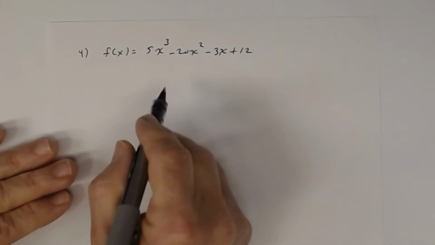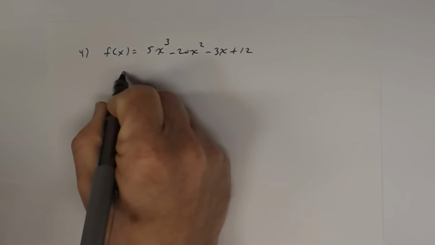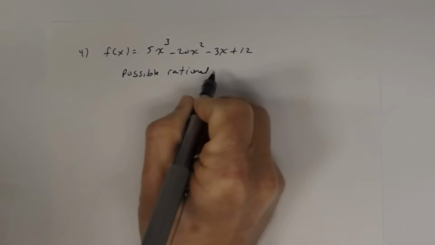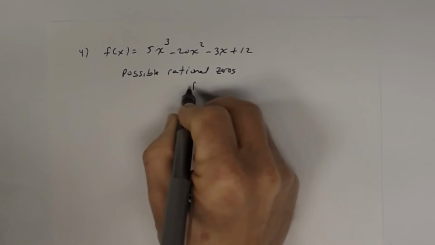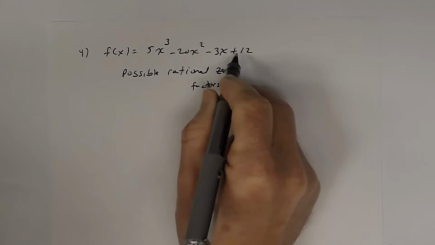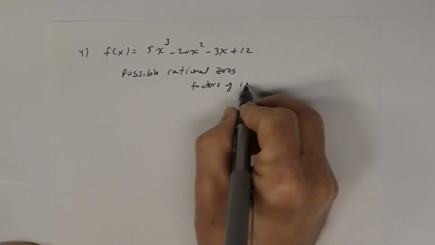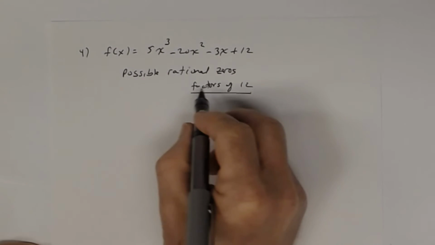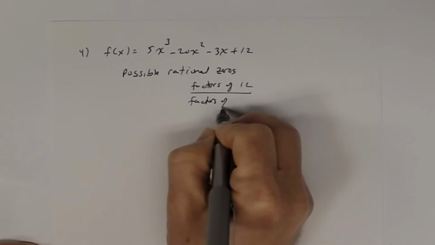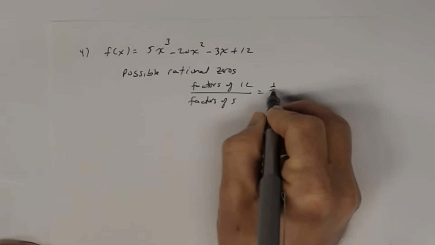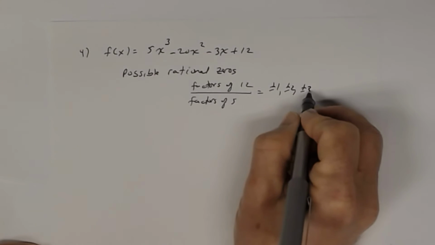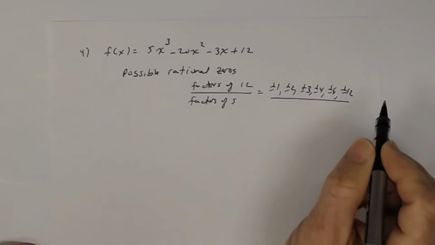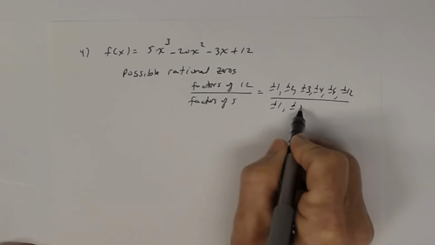Okay. So let's list the possible rational zeros. So the factors of your constant term, which is 12, that's your numerator. Your denominators are the factors of the leading coefficient, which is 5, factors of 5. And so we get plus or minus 1, plus or minus 2, plus or minus 3, plus or minus 4, plus or minus 6, plus or minus 12. The denominator, plus or minus 1, plus or minus 5, right?